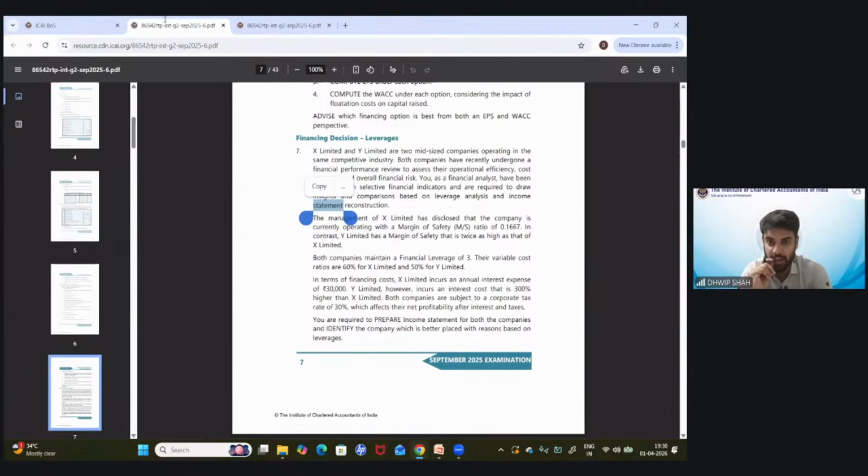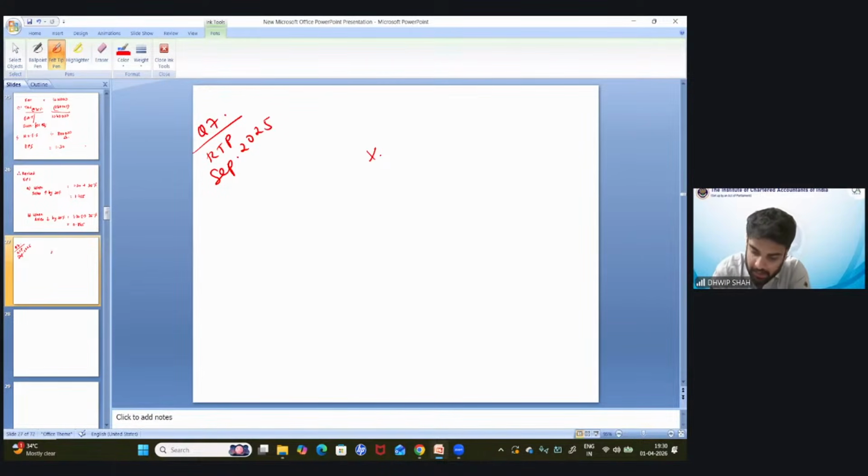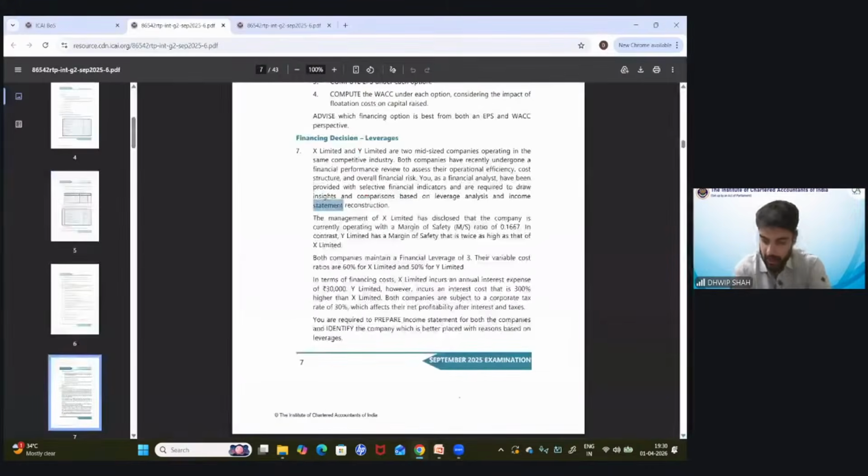The management of X Limited has disclosed that the company is currently operating with margin of safety ratio of 0.1667. Okay. So this is question 7, RTP, September 2025. There are two companies, X Limited, Y Limited. Let's just accumulate the data that is given in the question. क्या बोला है? X Limited का margin of safety is 0.1667. ठीक है, so let me write that. 0.1667 means in percentage it is 16.67%.